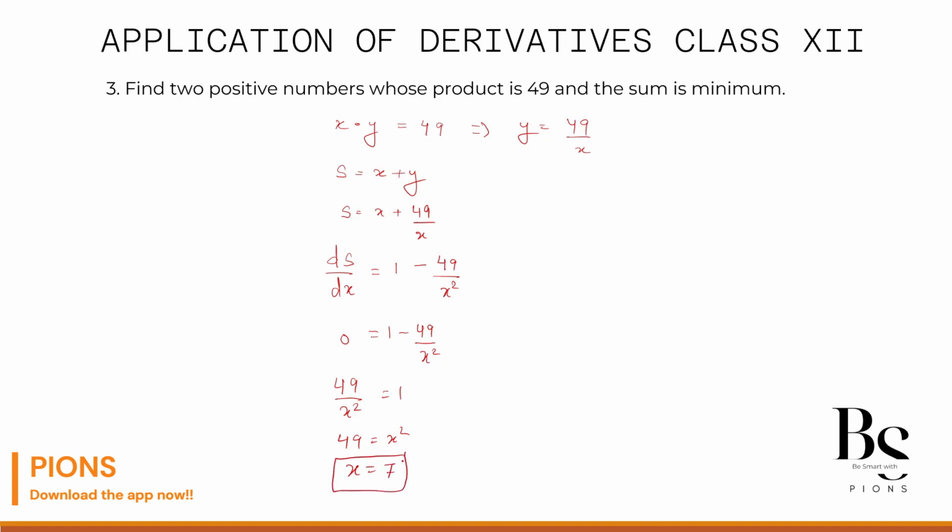So x will be equal to 7. Okay. Now be very careful. You have two values. You have x equals plus 7 and minus 7 also. But this question is saying positive number. So the positive number must be 7.